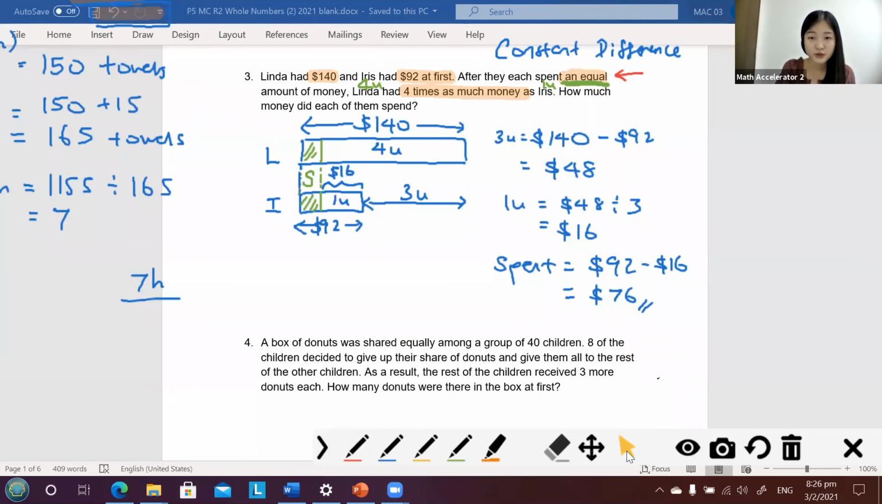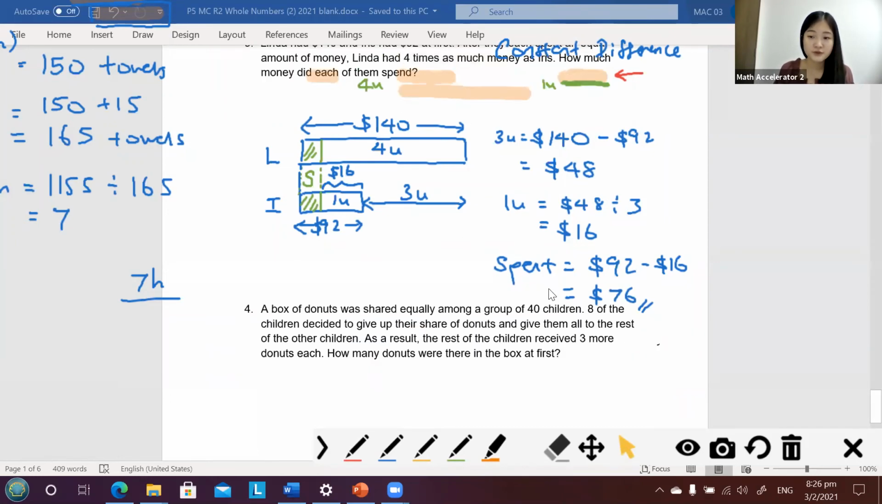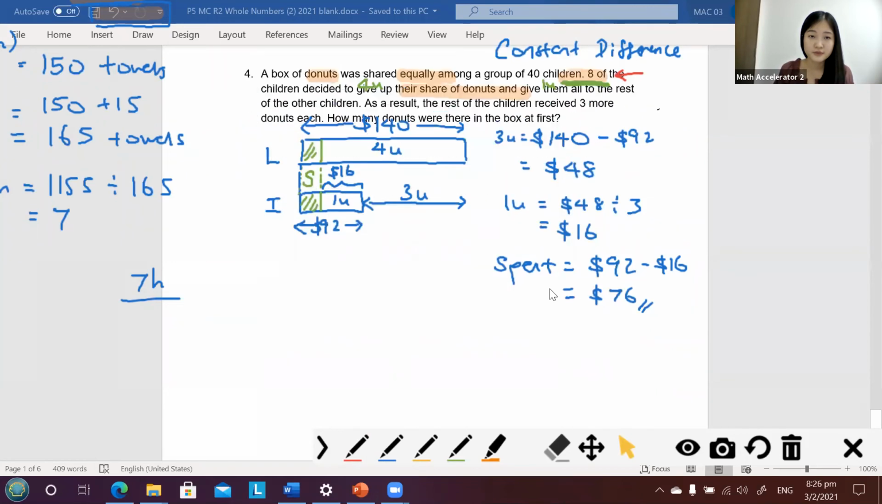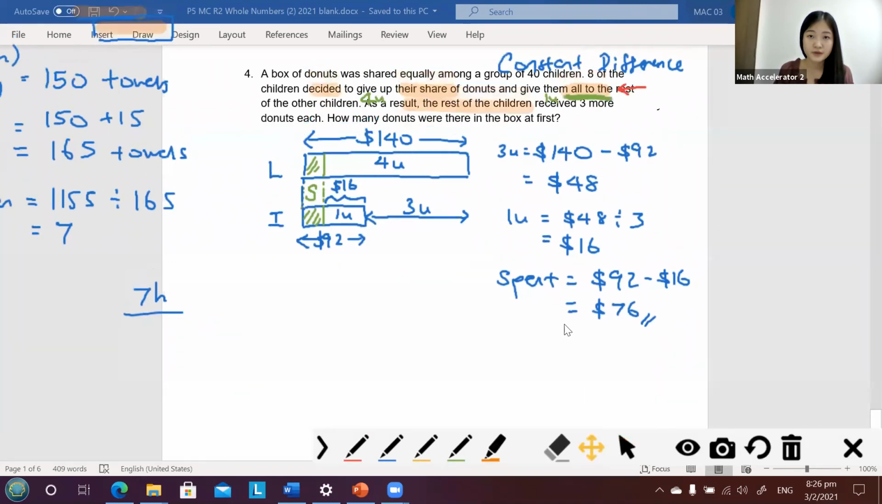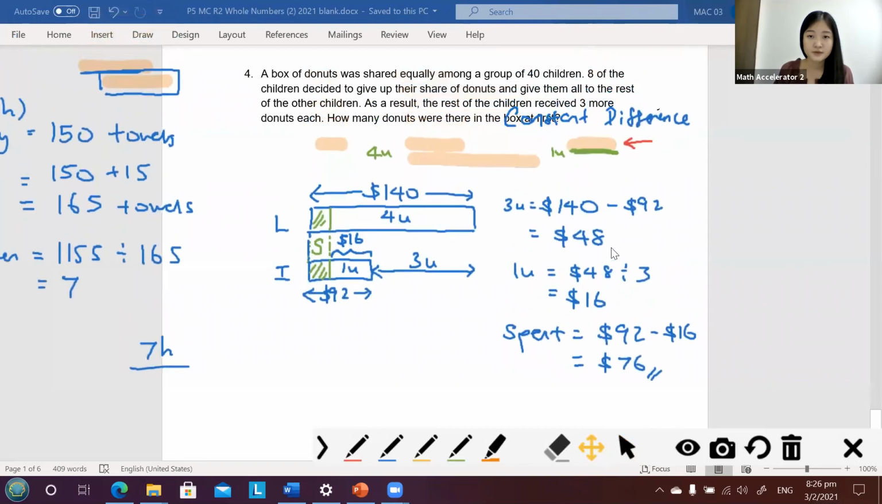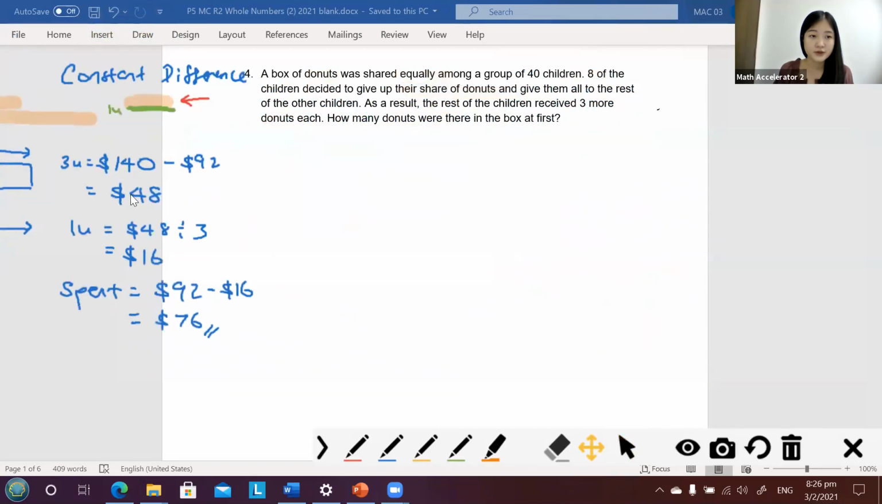Yeah, you can also use ratio. If you get the same answer, you'll get 76. Okay, so let's carry on. Question 4. I'll leave it here if you're still copying.